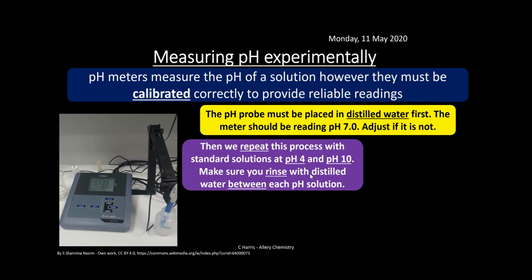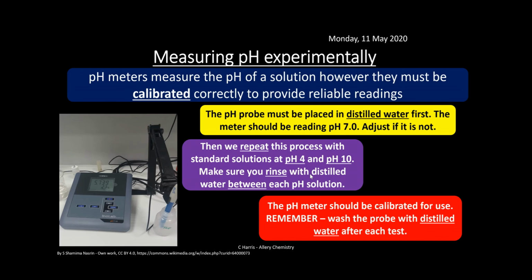What we've got to do is rinse the end of the pH probe with distilled water between dipping it into pH 4 and pH 10. These solutions are what are called buffer solutions. We'll come into this later on, but basically they're very precise. We can rely on them being pH 4 and pH 10. You might think, well, how do you know it's pH 4? We make it as a buffer solution, but we'll come on to that later because you do need to know about buffers. So the pH meter should be calibrated for use, and we've got to wash it.